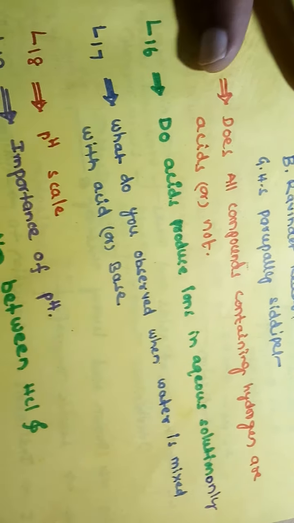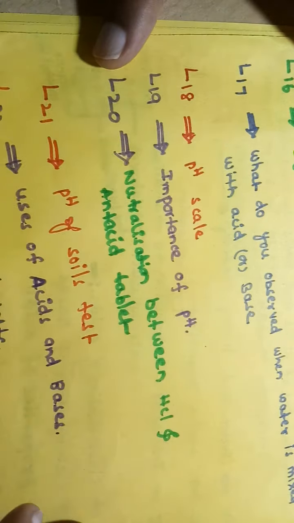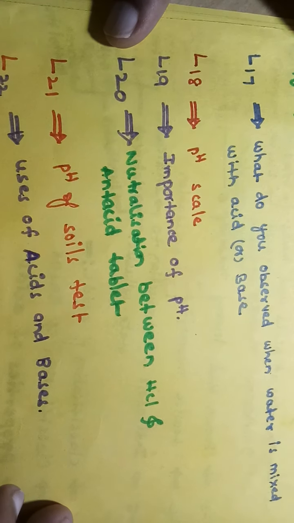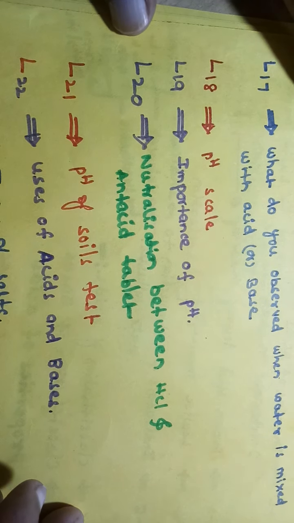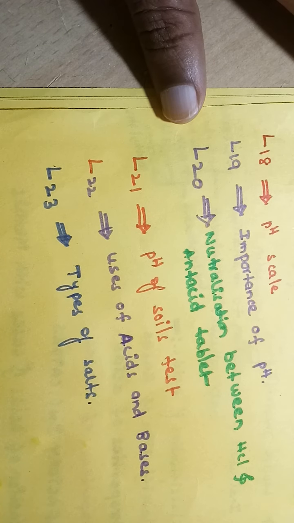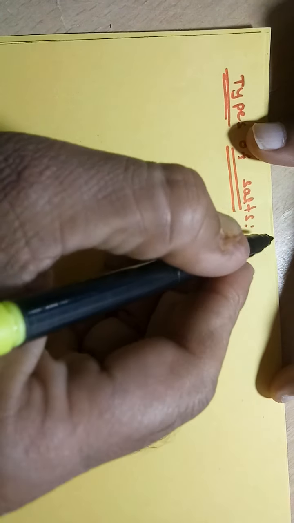In acids and bases, we completed up to lecture number 22, which was about the uses of acids and bases. Now we are at lecture number 23, which is types of salts.